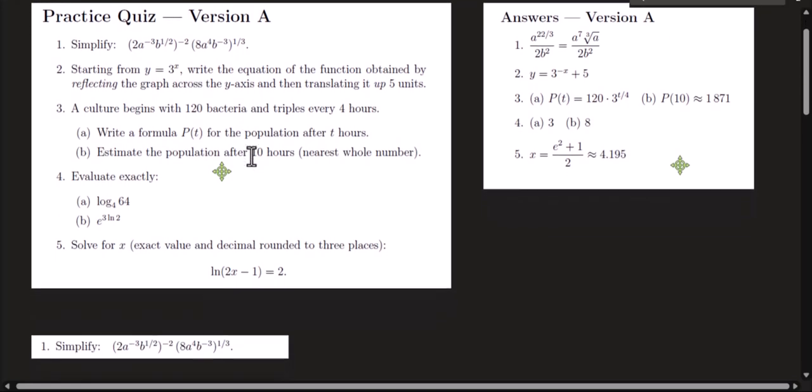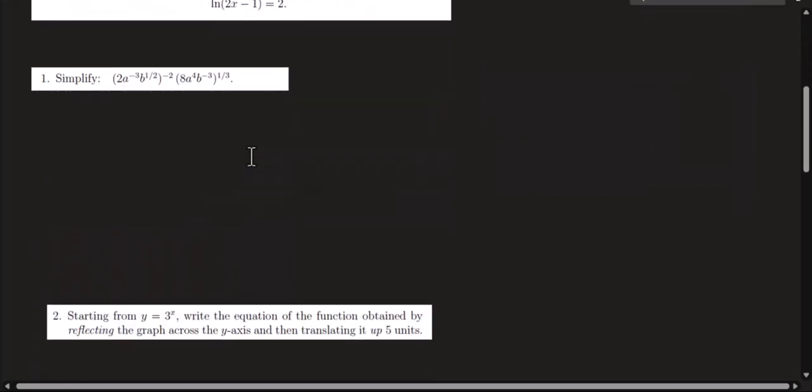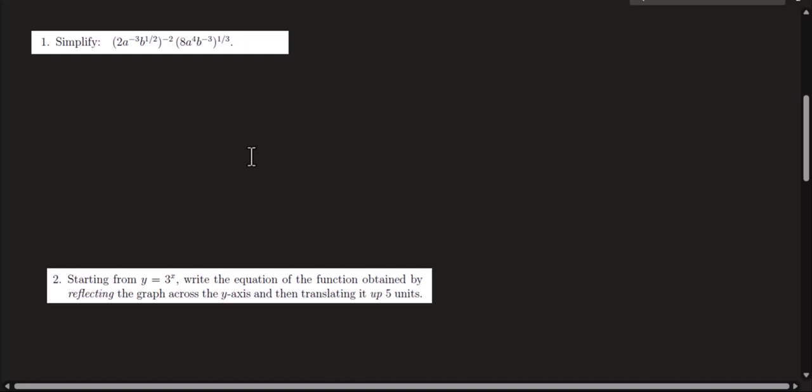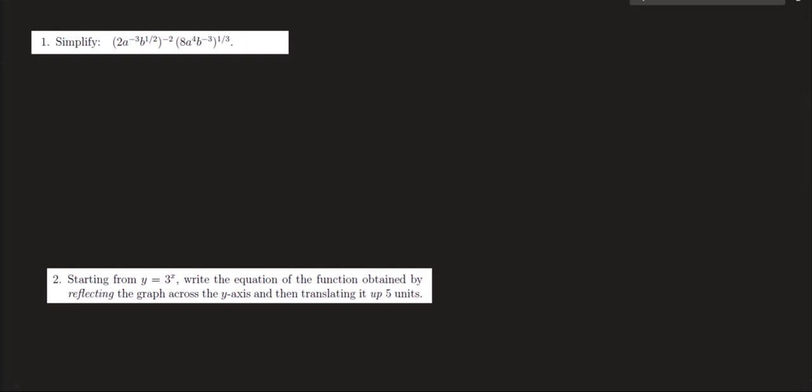Okay, let's go over these. So in number 1, order of operations tells us we have to take care of the exponents before we can multiply. So you have to do the powers first, and this power is going to apply to everything in the parentheses.